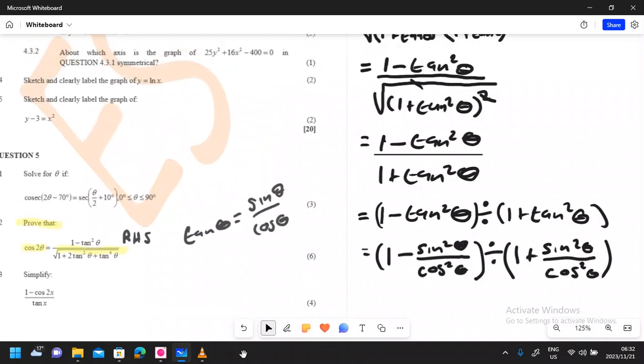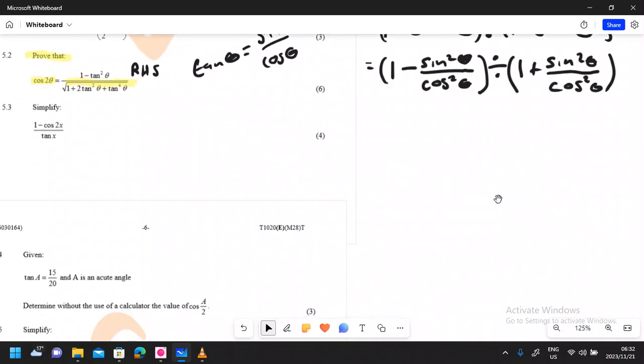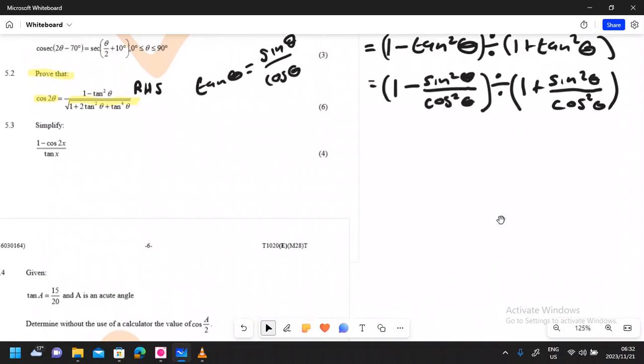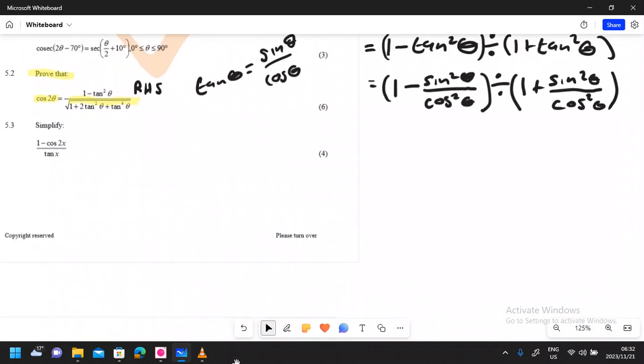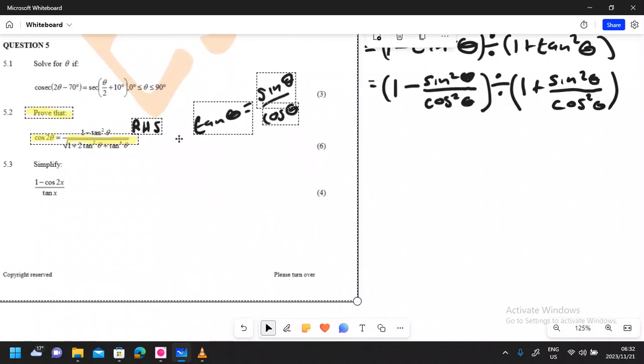All right, so let's continue, guys. I need more space. I'm going to create more space. I hope you can follow through, guys, because with this we must find more space.